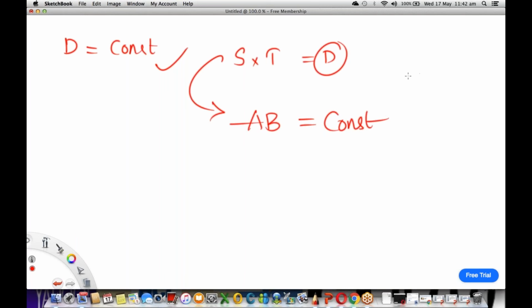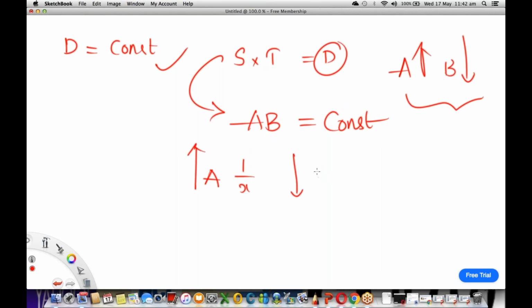I very well know that if the product of two terms is constant, if A increases, B decreases. Whenever I have AB is equal to constant, if A is increased by 1 by x, B should be decreased by 1 by x plus 1. This is a point I already mentioned in the previous case. Why is it like that?